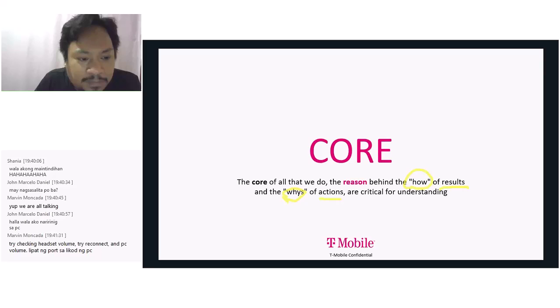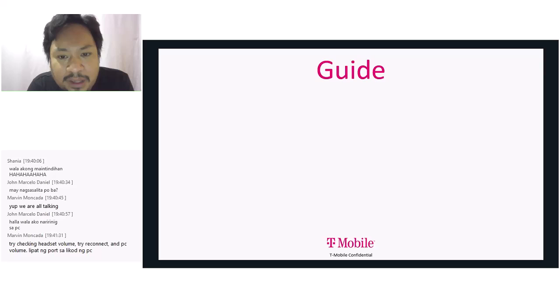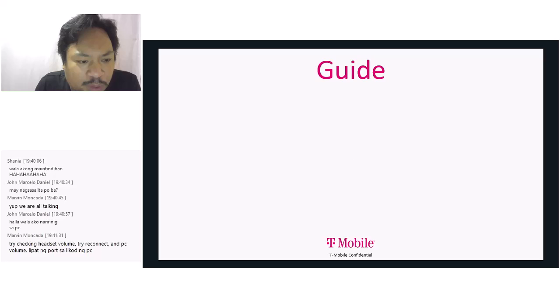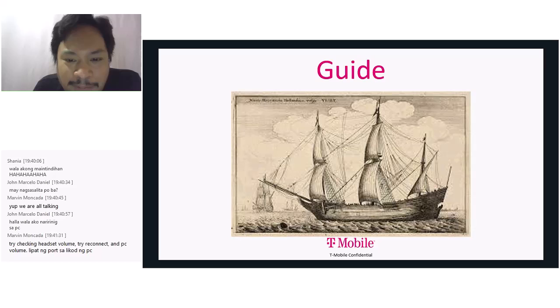Pero I'm gonna step backward. By the way, please type anything that you feel that is related to what I'm saying. If you feel anything that's related to what I'm saying, type nyo lang siya. So, right now, in order for us to be sure that we're doing the right thing, we need a guide. You know? So, guys, familiar ba kayo kung paano nagtra-travel yung mga barko sa dagat before nung wala pang GPS?